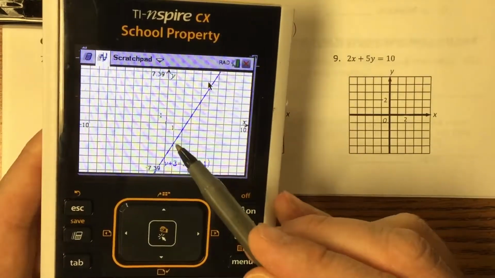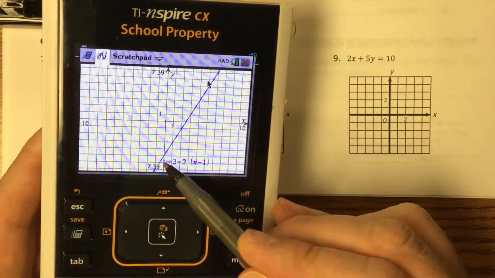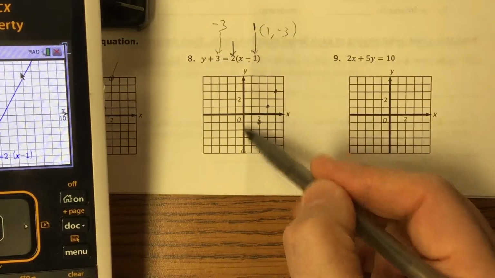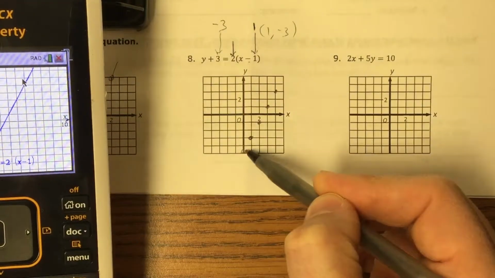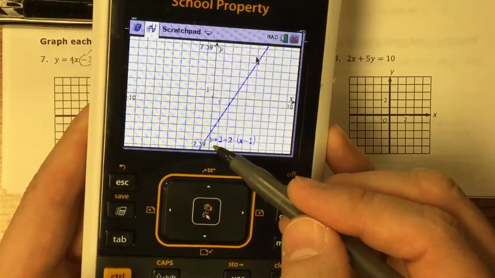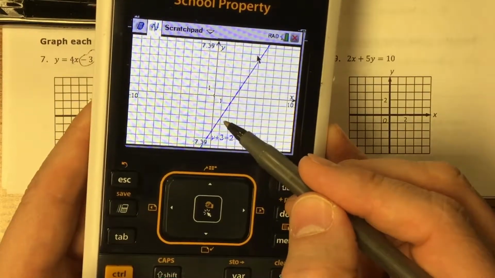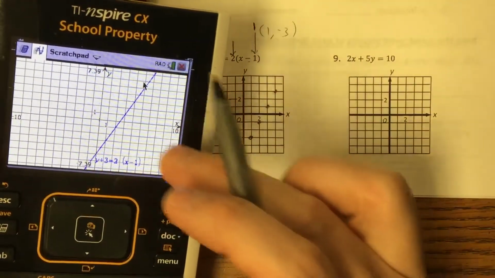Look at this. This is down 5. Okay? Look at my slope. It's going up 2 over 1, up 2 over 1. It's the exact same line. You can get it that easily in the calculator, so make sure you do that. All right.